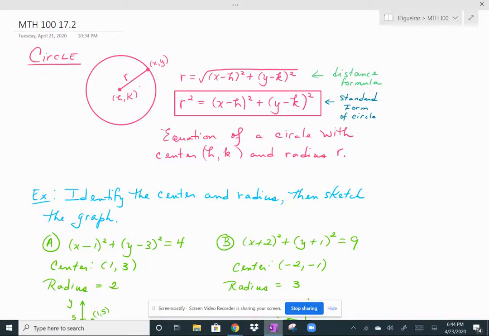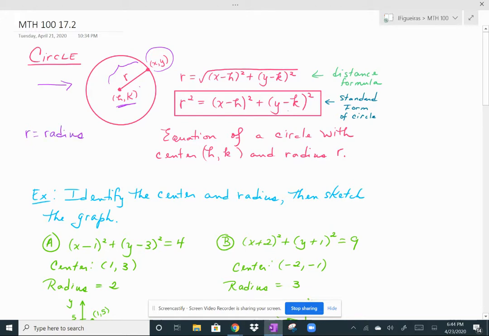Hi, this lesson is about the equation and the graph of a circle. So let's consider the circle here in this picture. This is a circle with a center at the point (h, k), where h is the x-coordinate and k is the y-coordinate. And there's a distance that we call a radius, that is the distance from the center to any point along the circle. And I'm going to call that point (x, y). So r is our radius.